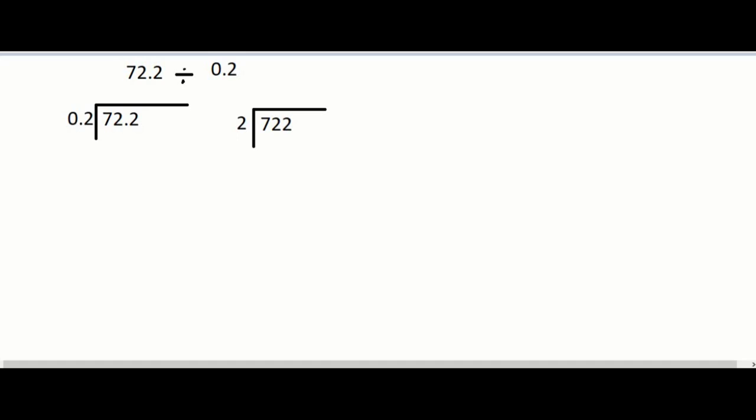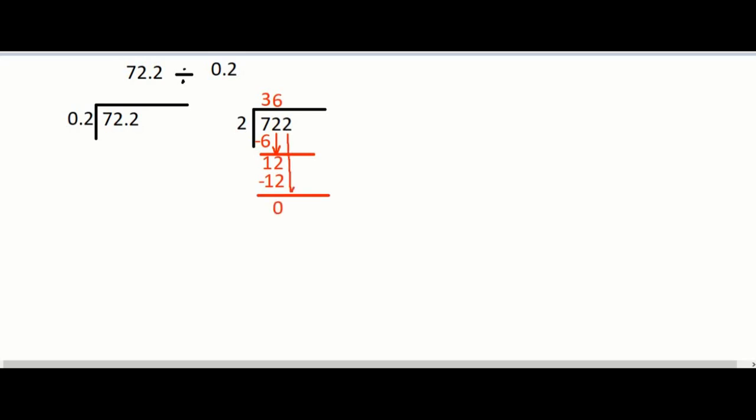So now we can say 2 into 7 goes 3 times. 3 2's give us 6. 7 minus 6 leaves 1. So now I'm going to bring down this 2. Now we have 12. So 2 into 12 goes 6 times. Therefore, 6 times 2 is 12. 12 minus 12 gives us 0.